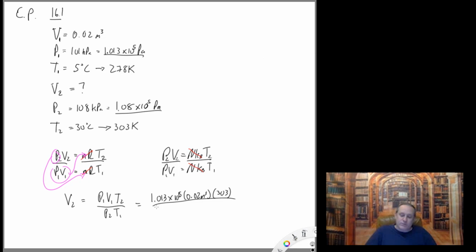For P2, we have 1.08 times 10 to the fifth. And my T1 is 278. So all of that times 10 to the fifth just cancels out. And technically we should have Kelvin on these two temperatures, but those Kelvin are going to cancel out, and it's just going to leave me with cubic meters. But let's work out how many cubic meters.